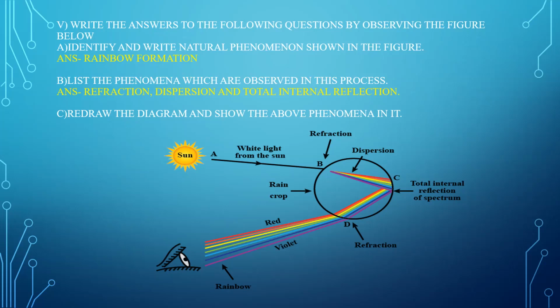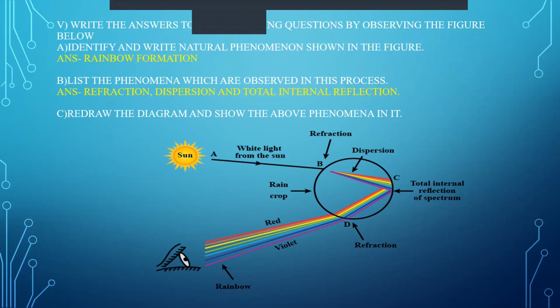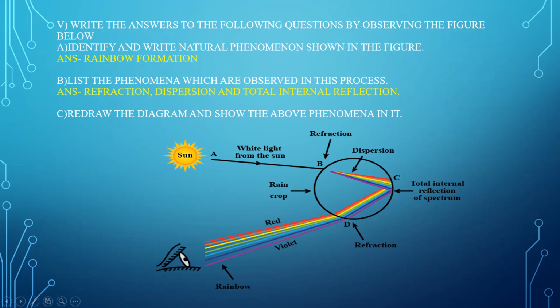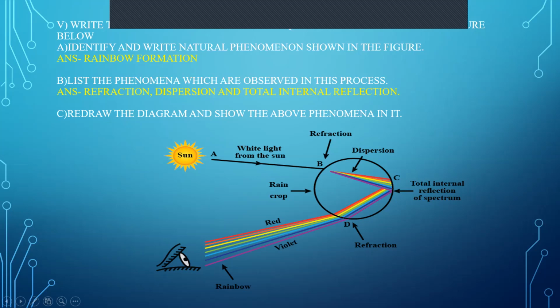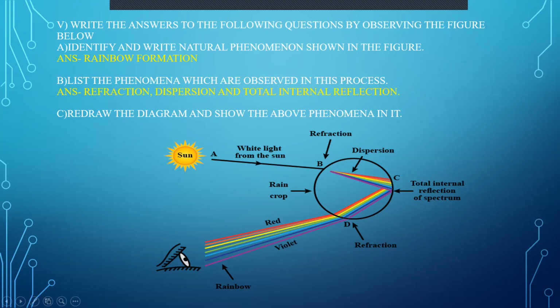Now B, list the phenomena which are observed in this process. In this process, students, which are the phenomena which take place? Refraction. See here in the B, first refraction is there, right? Can you see here refraction? Because light is entering from rarer medium to denser medium. Then after that, dispersion takes place here. Can you see dispersion? Dispersion is when colorful light emerges from a single light. So this is dispersion. Then total internal reflection. Here, can you see the total internal reflection? Again, dispersion, refraction takes place, and we can see the rainbow here, right?